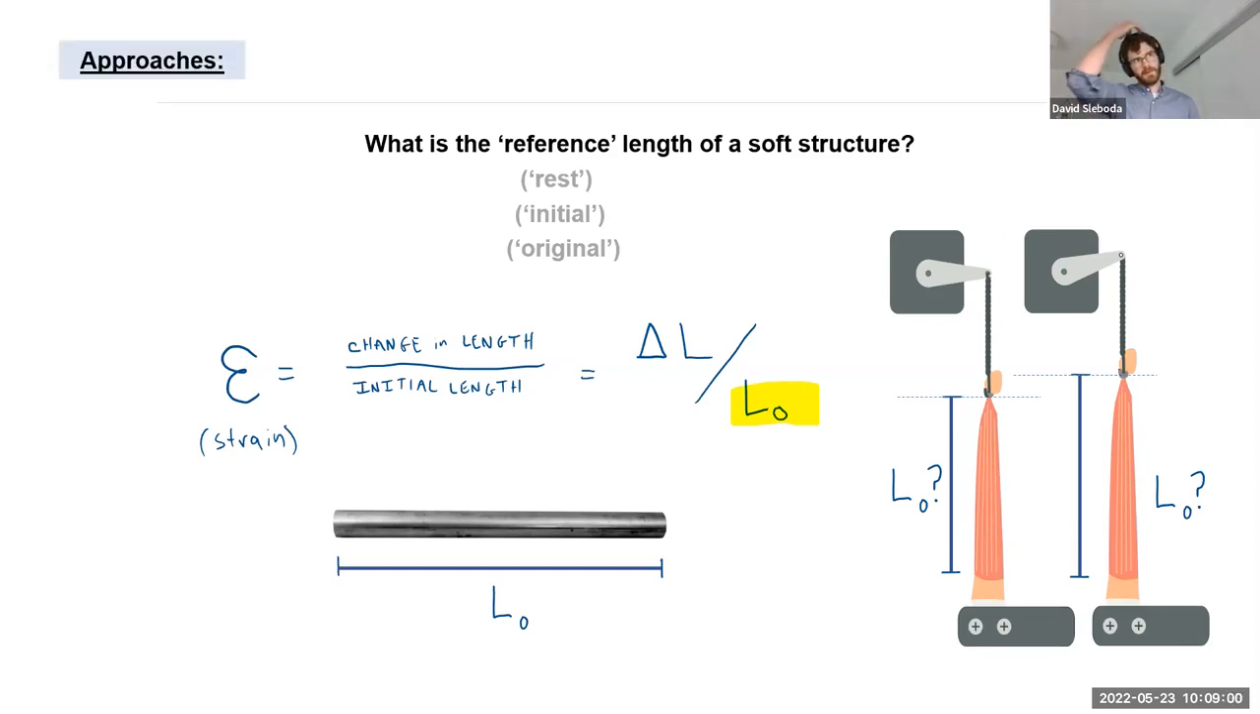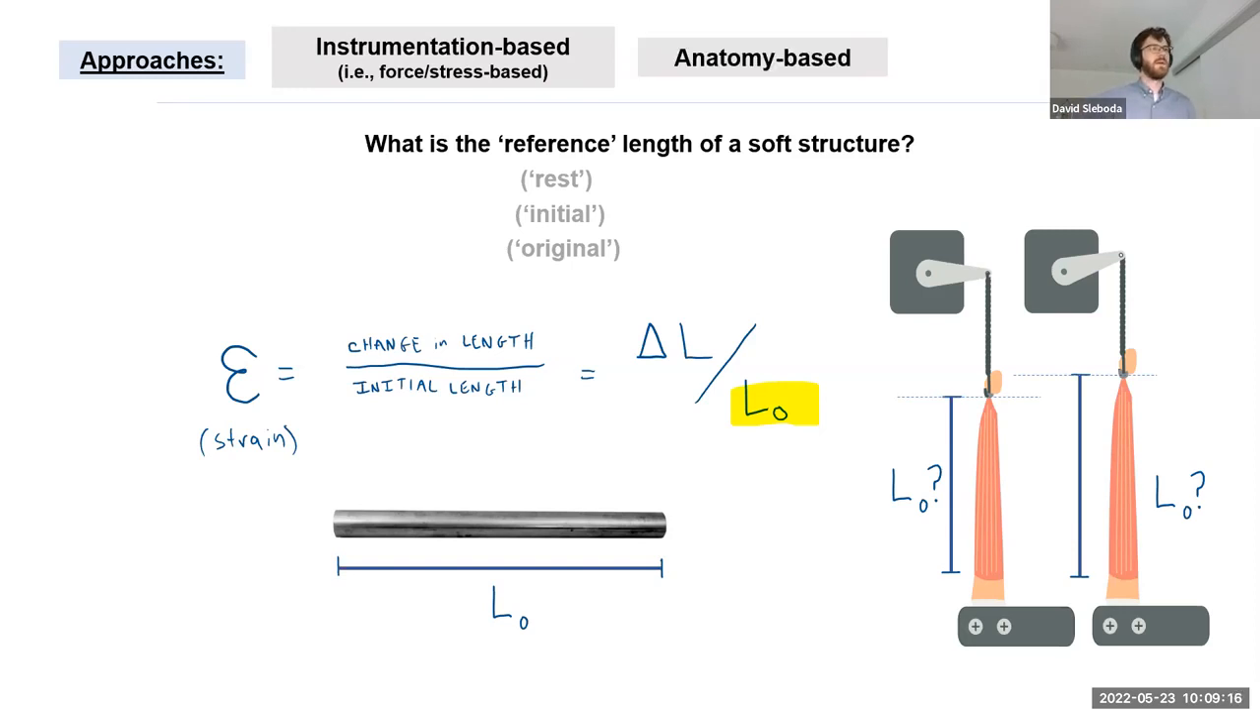So I'm going to present three approaches during this talk for ways to determine a reference length for a material. The first one I'll cover is an instrumentation-based approach, which really just boils down to a force or a stress-based approach. I'll talk about an anatomy-based approach, and then finally a physiology-based approach.